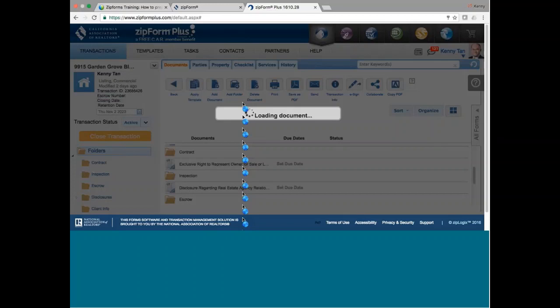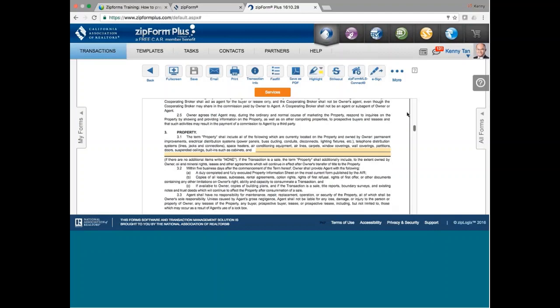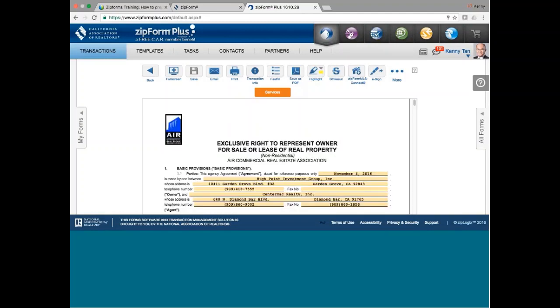One thing about marketing commercial property. Oh, okay, we're in. All right. So this is an AIR form. AIR form allows you, it's basically one form that you can use for sale or for lease. Okay, so in this case, we're using it for sale.